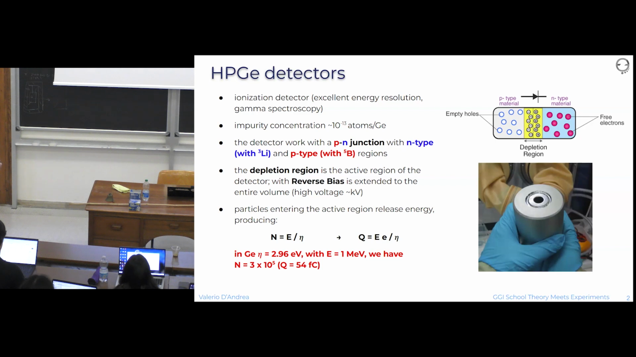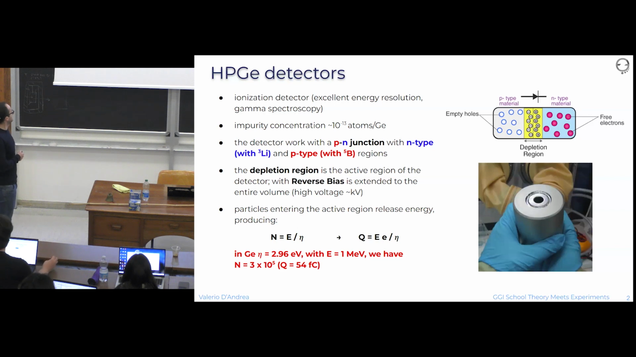That is quite a lot, and this is connected to the fact that this kind of detector has a high resolution. This is one of the most important characteristics of this kind of detector. The resolution of this kind of detector is really good compared to other types of ionizing detector because of this factor here. This factor is really low and you get a lot of electron-hole pairs.